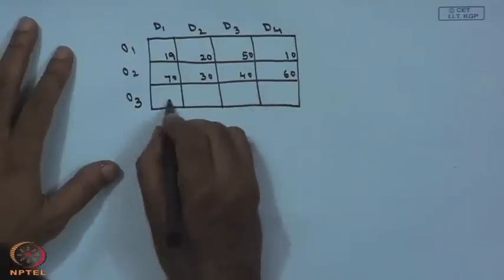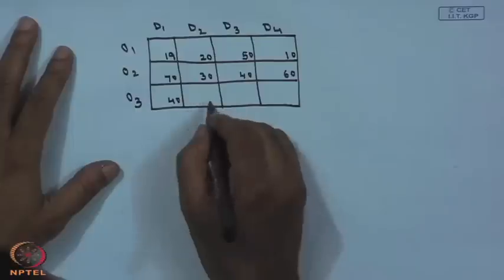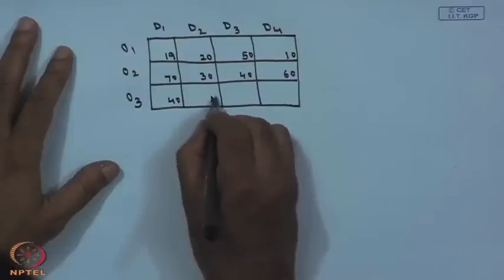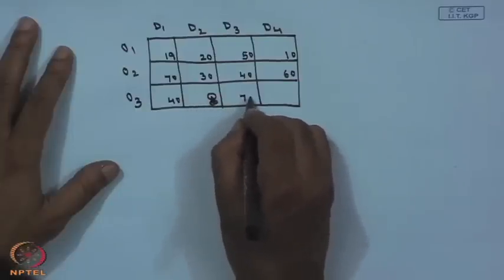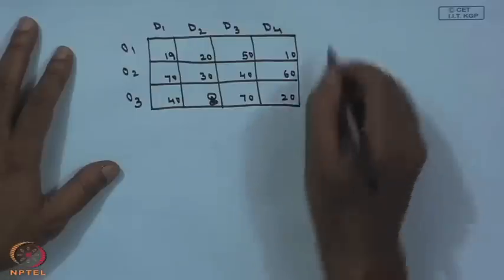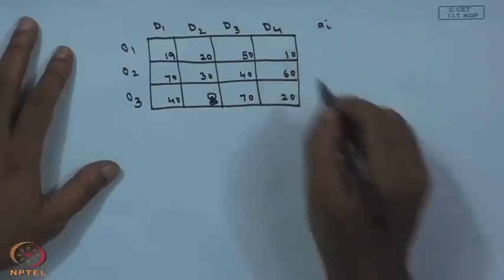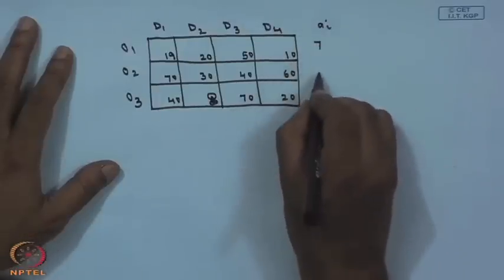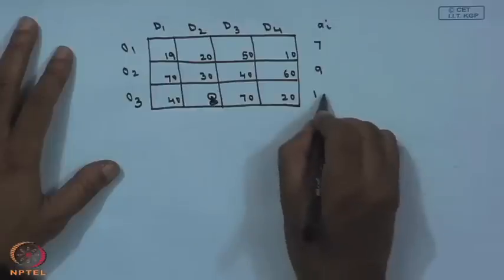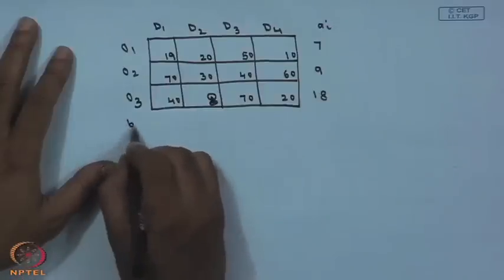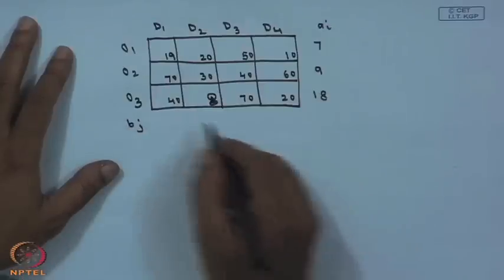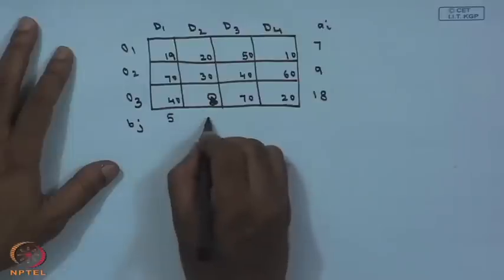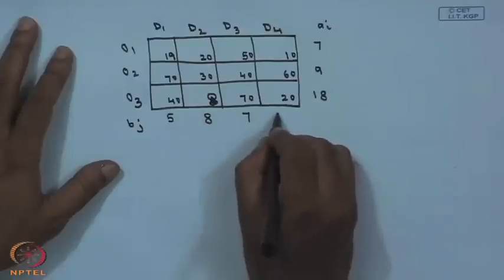The last row is 48, 70 and 20. Now we have to write the availability. Availabilities are 7, 9 and 18, and the corresponding requirements or demands are 5, 8, 7 and 14.